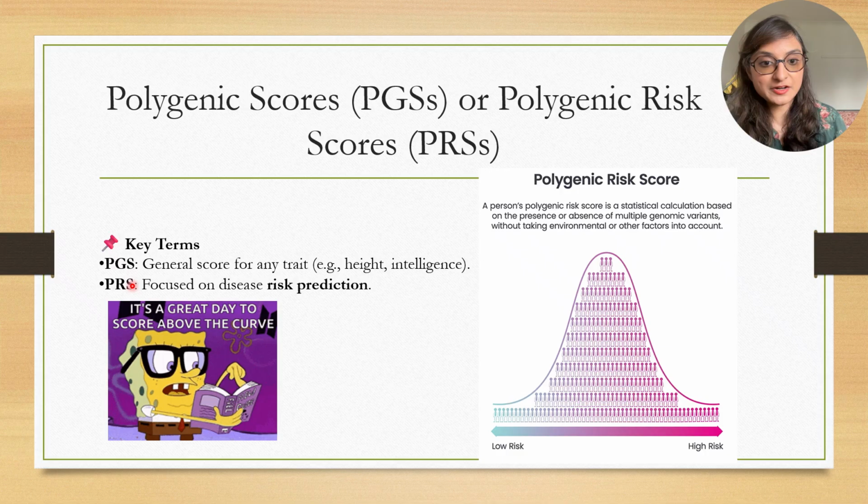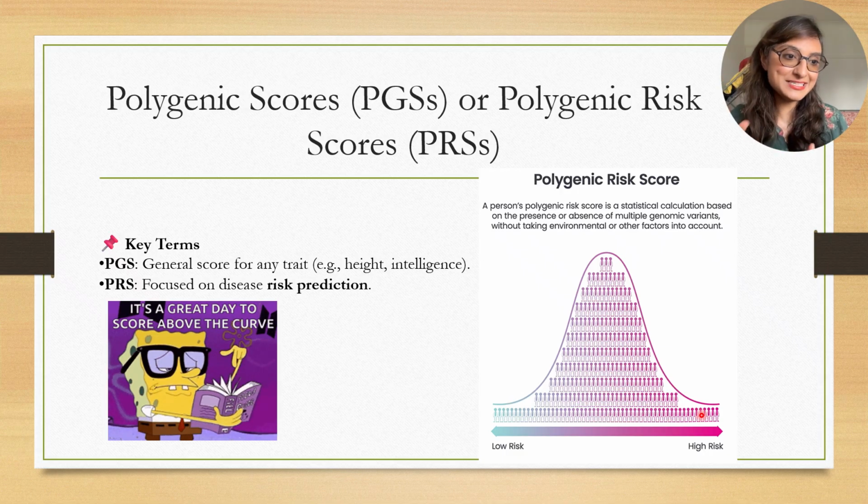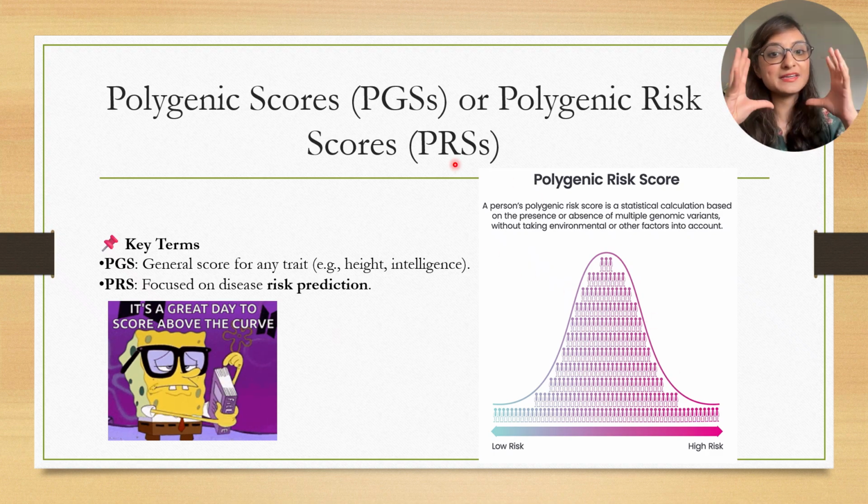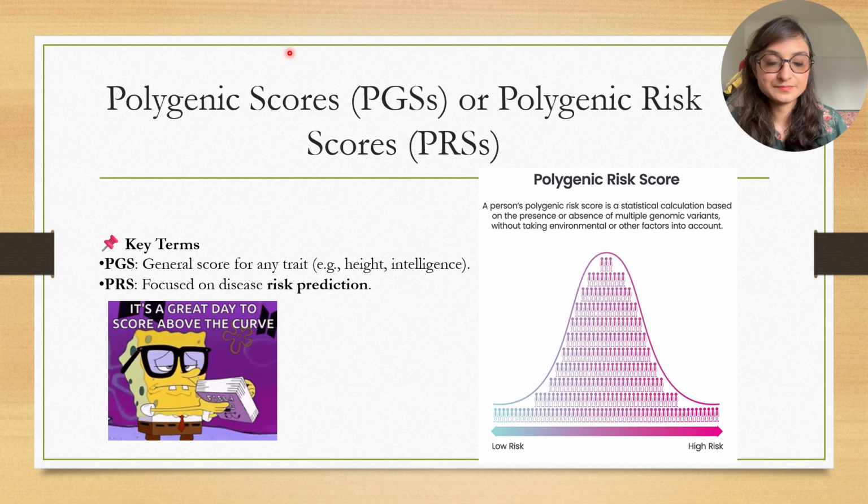If it's a PRS, which is what we're looking at in this example, even though PGS calculation can work for all sorts of traits, we're looking at disease risk prediction for late onset Alzheimer's disease in this tutorial video. So it'll be a polygenic risk score, which is just a specific type of polygenic score.